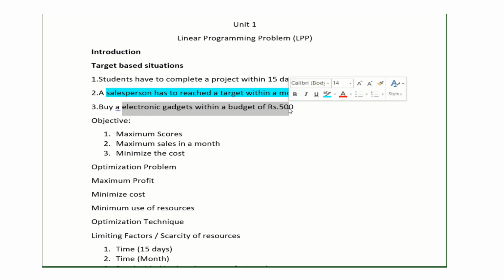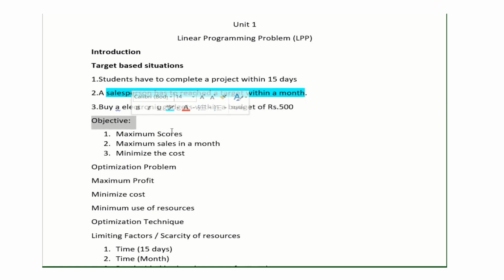For these three situations we have an objective. What is meant by objective? In the first situation, the student needs a maximum score. That is the major objective of that situation. In the second situation, the salesperson has to reach the maximum sales in the month. In the third situation, you have to minimize the cost. So for the first two situations you have to maximize, and for the third you have to minimize the cost.